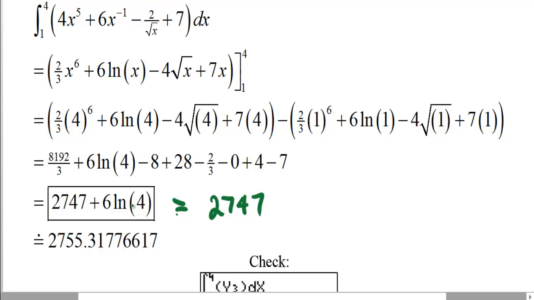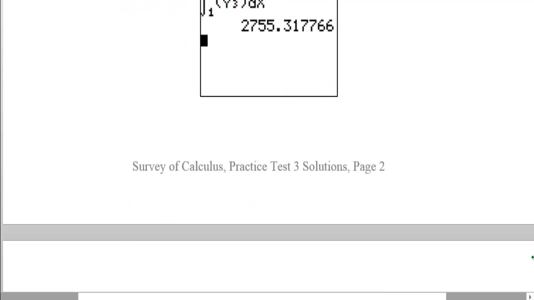but we could do 2747. Log of 4 is log of 2 squared, so it's 2 log of 2, so we could have said plus 12 ln of 2. That's another way we could have written that. And then if we put it in the calculator to approximate it, we get that number there, 2,755.31776617. Round off to whatever they ask you to round it off to.